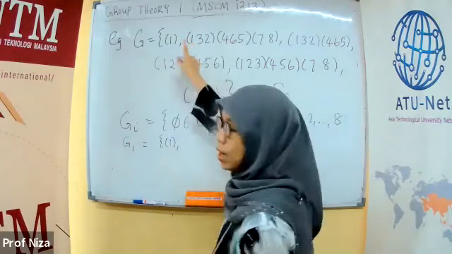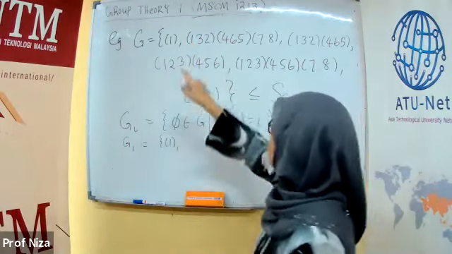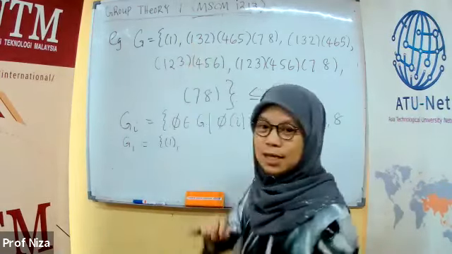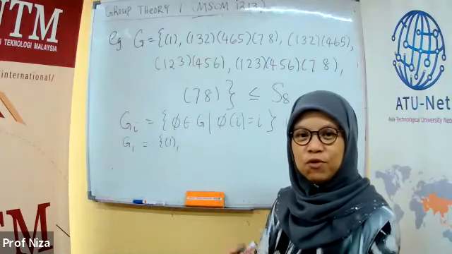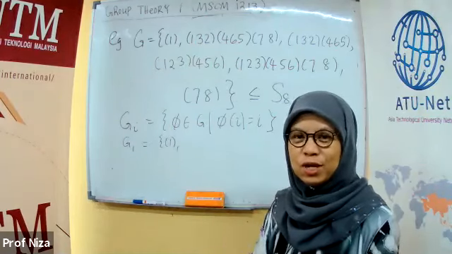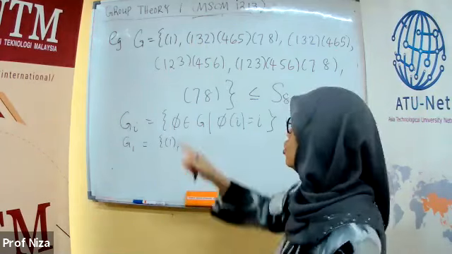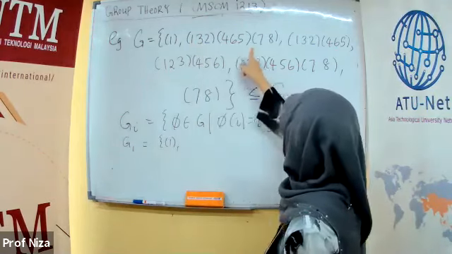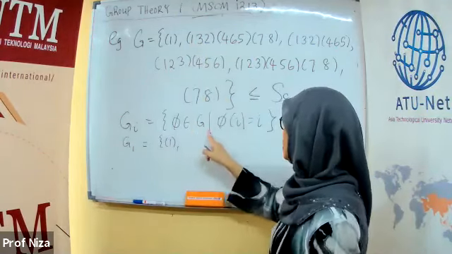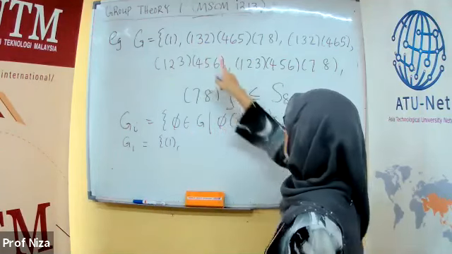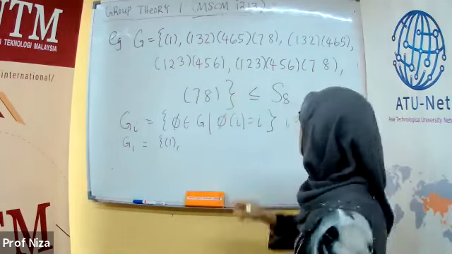Does this fix 1? And you see 1 goes to 3. So phi of 1 is not 1. Phi of 1 is 3, right? So you cannot choose this. This is not in here because phi of 1 is 3, right?